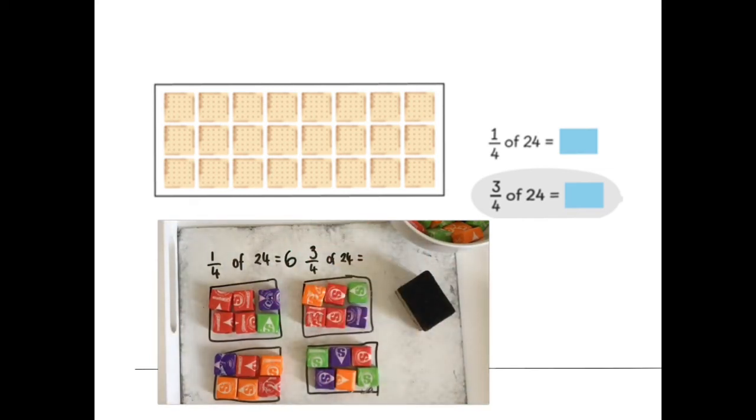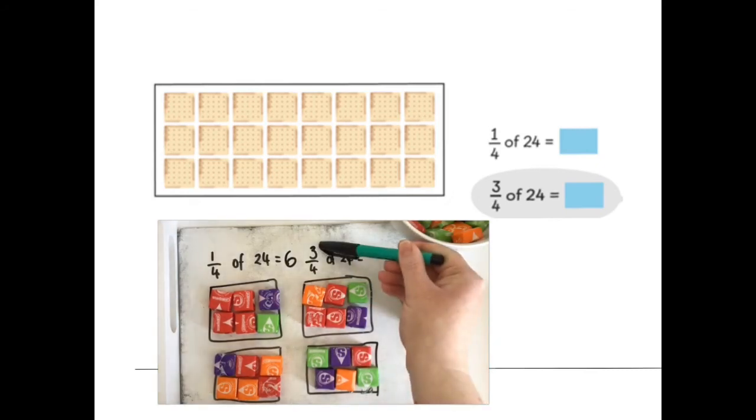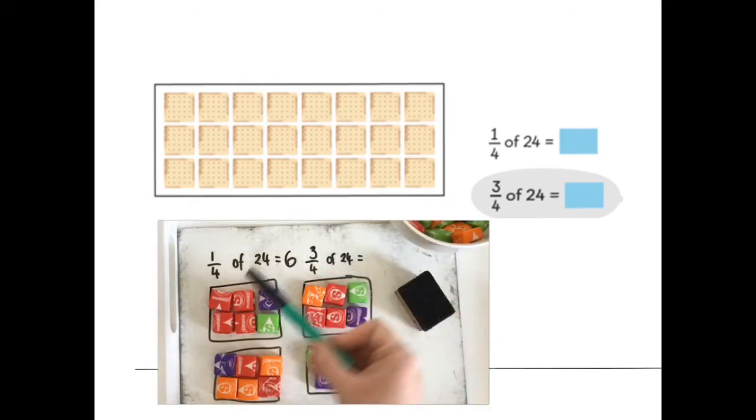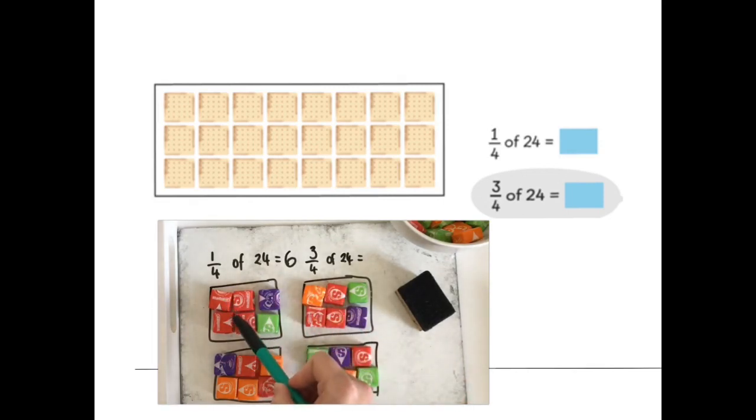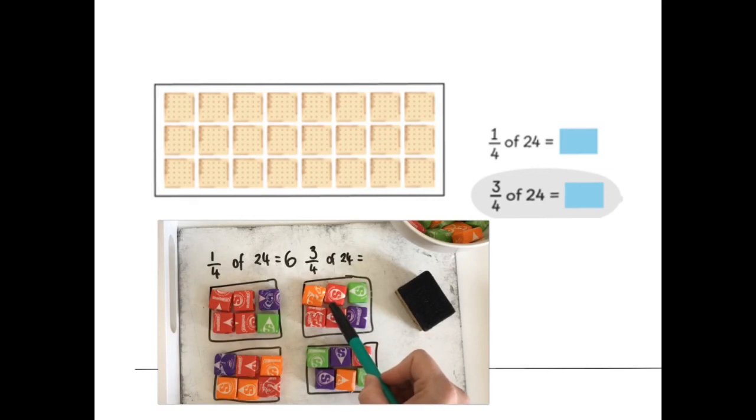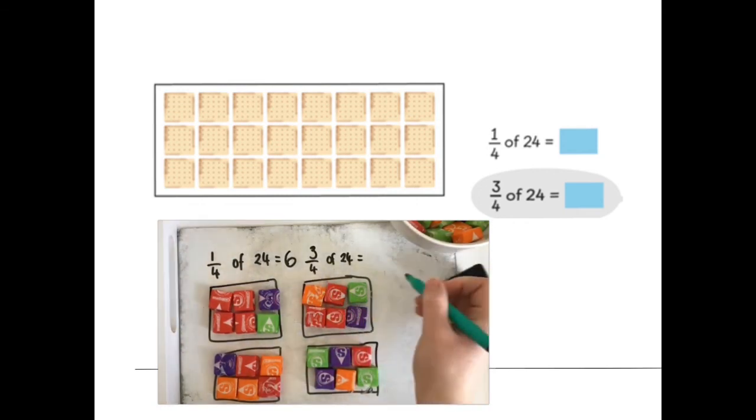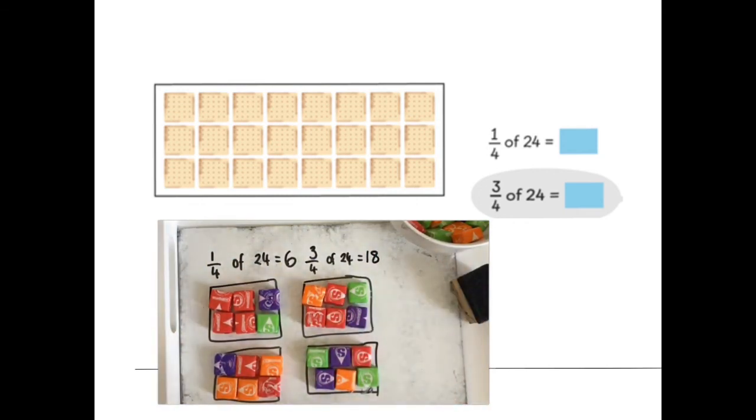Now I want to find 3/4. If I look at the numerator, I can see that it's asking me for 3 out of 4 groups. So I need to add 3 of these groups together. So I've got 6, add 6 to make 12, add another 6, which is 18. So 3/4 of 24 is 18.